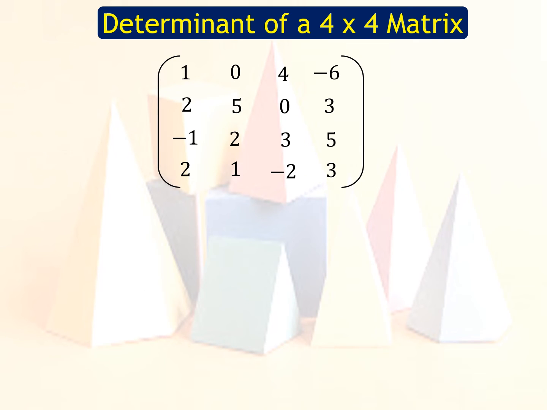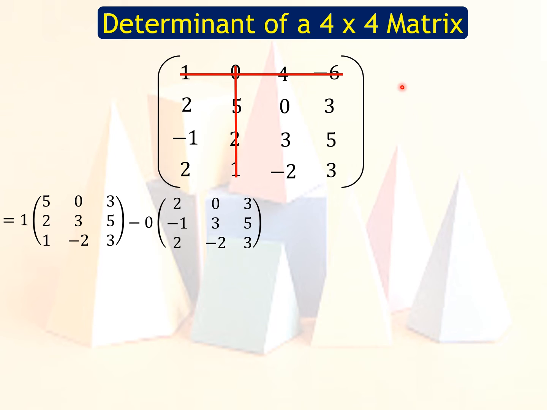Now let us solve the determinant of a 4 by 4 matrix. So the first thing we need to do here is to eliminate the first row and the first column since 1 belongs to the first row and first column. So we have 1 times 5, 0, 3, 2, 3, 5, 1, negative 2, 3. And then the next one, since 0 belongs to the first row and second column, we are going to eliminate it and we are going to multiply it by the remaining 3 by 3 matrix.